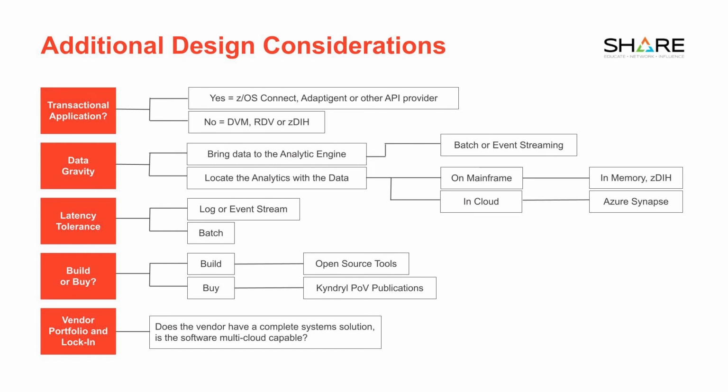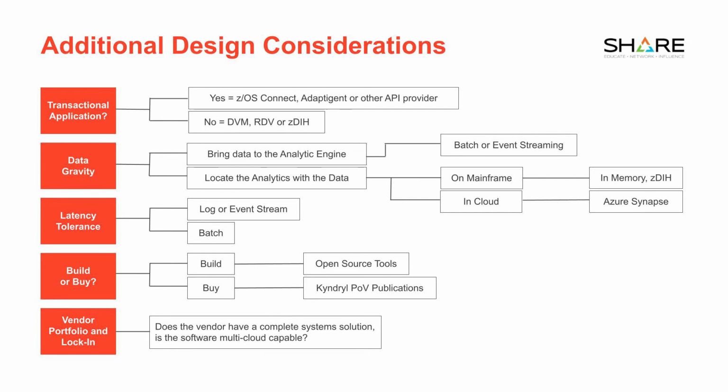Once the business purpose is determined, we then evaluate the methodology options for the data pipeline based on some additional considerations. For example, as mentioned, if the application is transactional, we would require a REST API from z/OS Connect, Adaptigent, or other API providers. In other words, we can use DVM. Rocket has a virtualization product, as do many other companies.